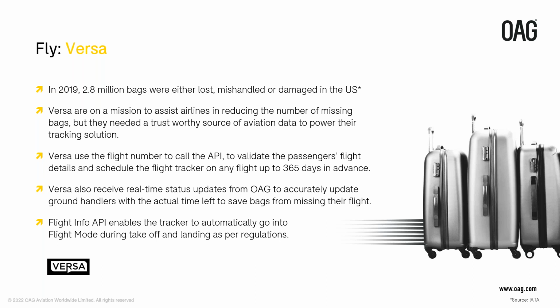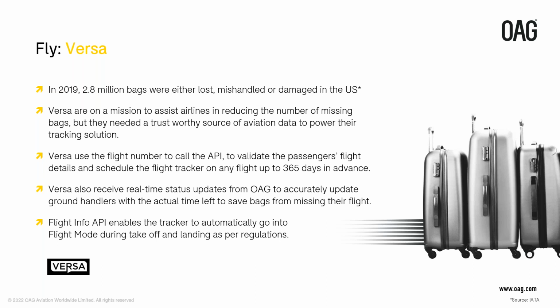So what Versa do is, using the flight number, they look that up in our API so that they can validate the passenger's flight details and then schedule the flight tracker on any of the flights up to 365 days in advance. On the day, they also receive real-time status updates from us, so they can accurately update ground handlers with the actual times, so that they understand how much time is left to save bags from missing their onward flight.